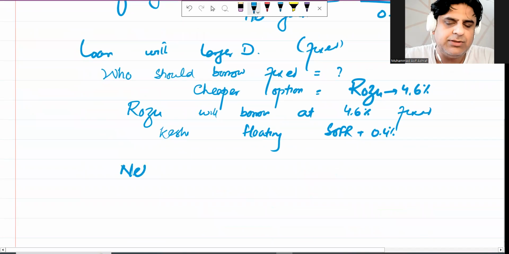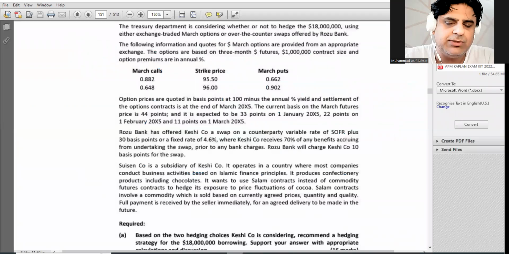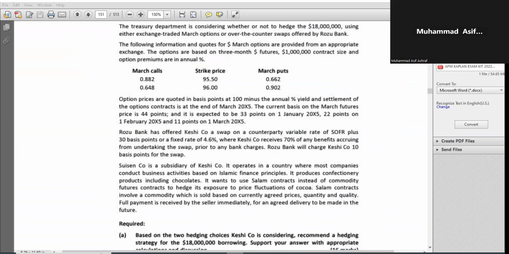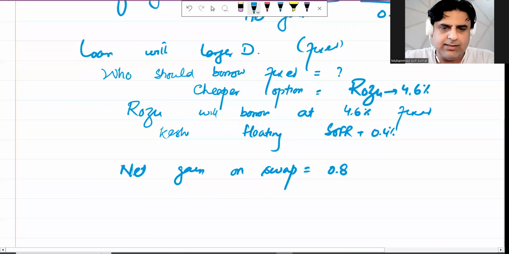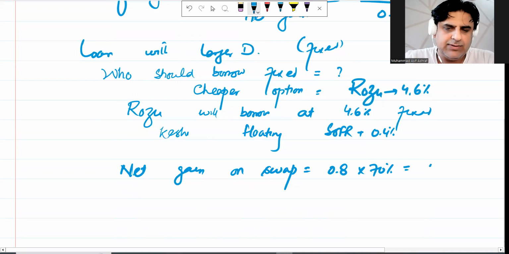So net gain on swap is 0.8. And what is the arrangement? If you see the second last para, 70% of any benefit accruing will go to 𝗜𝘁𝗃 prior to bank charges. And bank charges are 10 basis points, 0.1%. So 0.8 into 70%, this is 0.56.